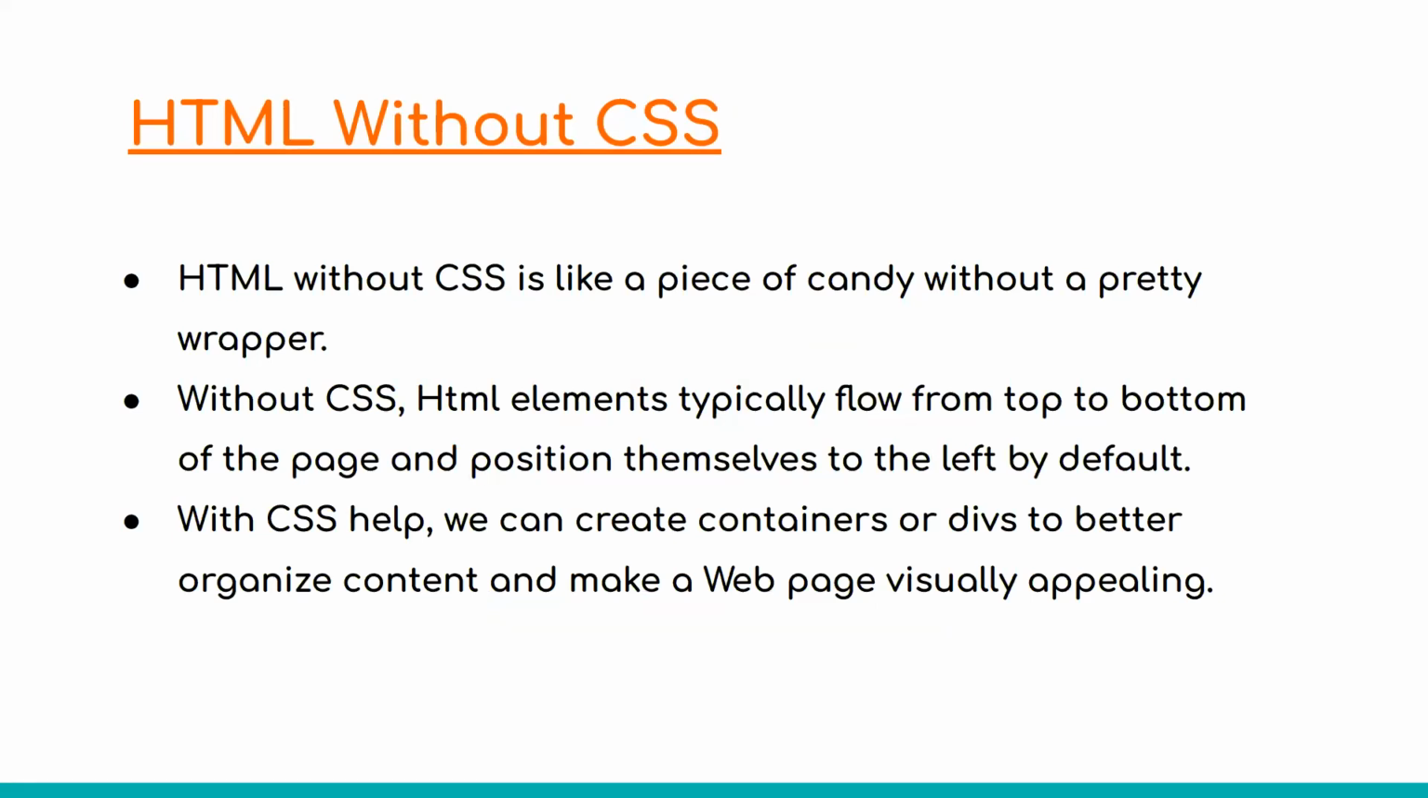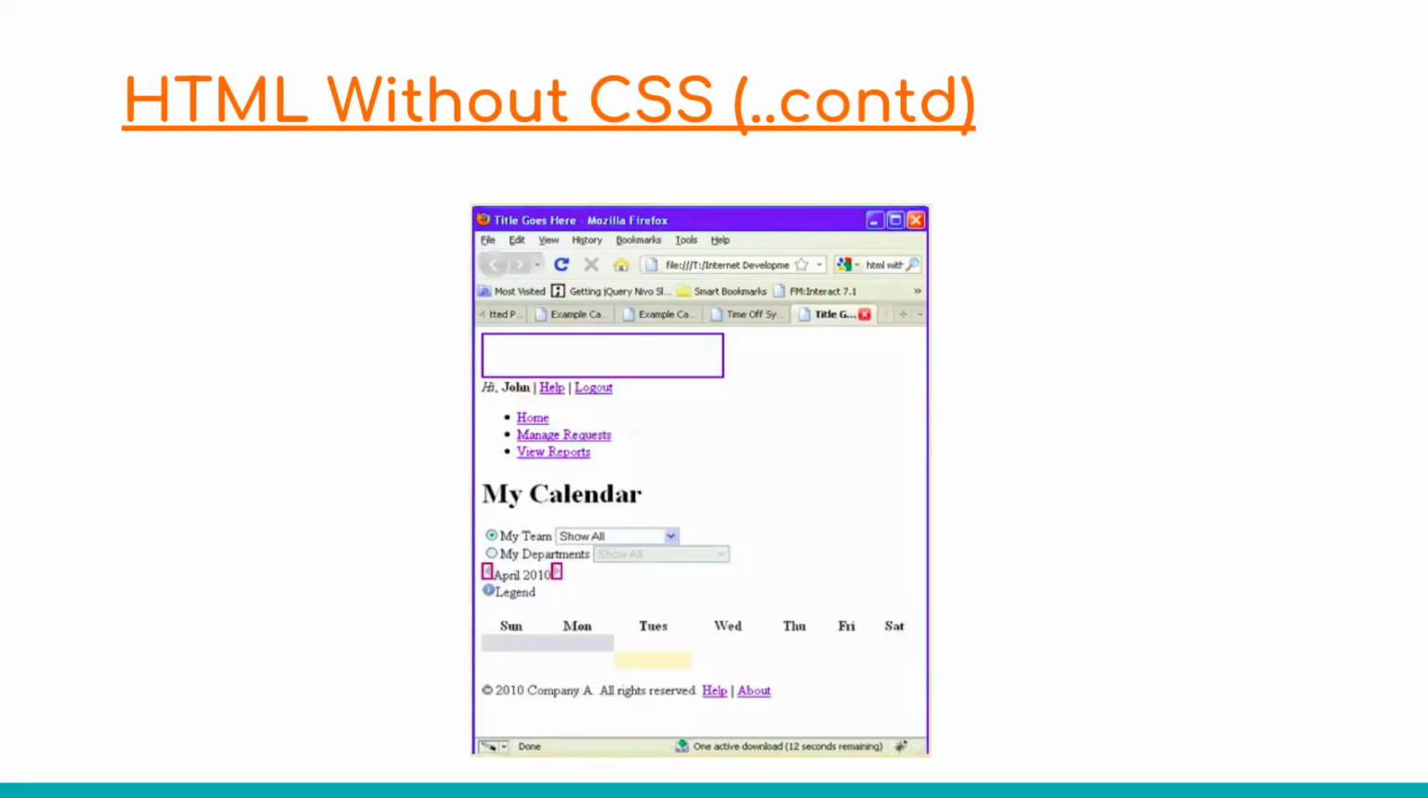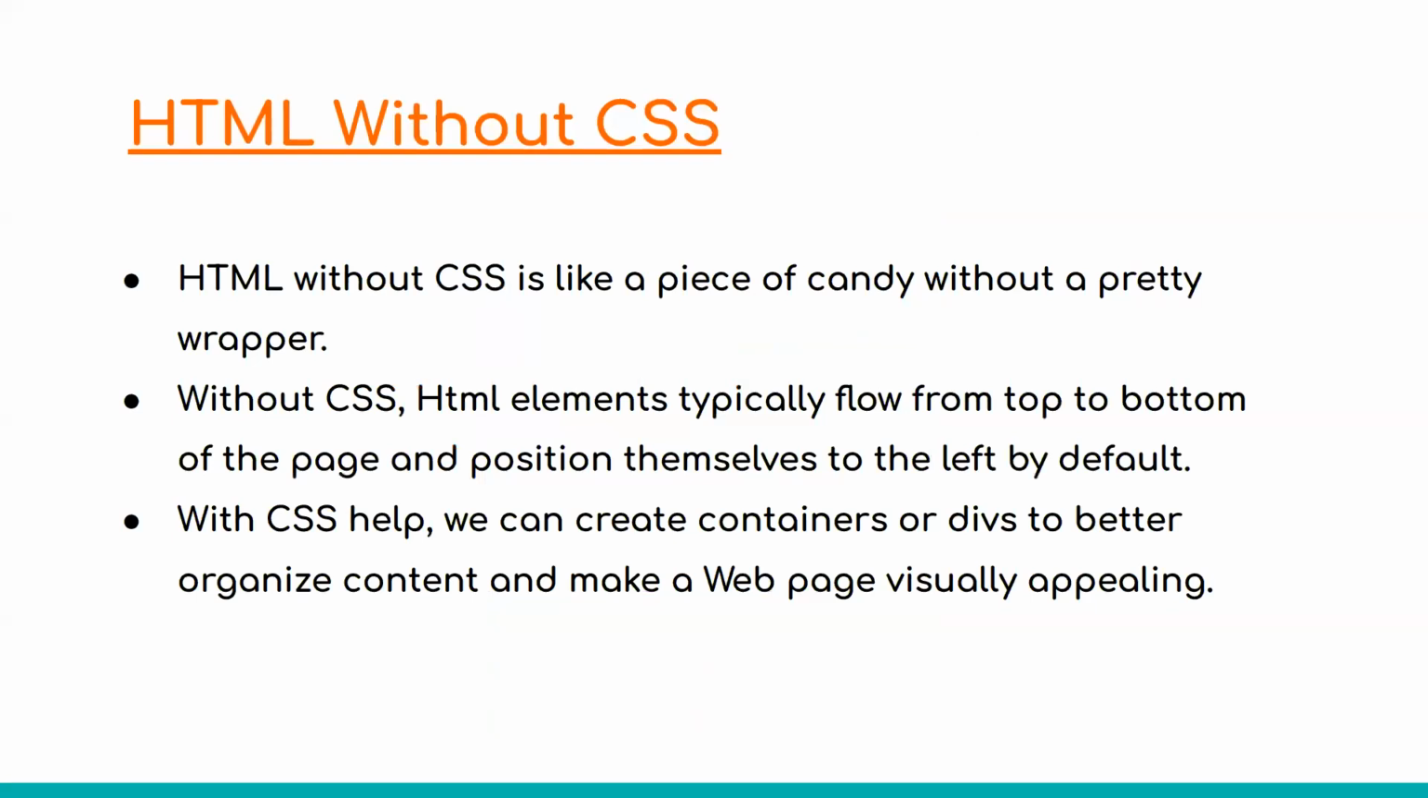So HTML elements typically flow from top to bottom of the page and position themselves left by default. Each of these elements is positioned left by default. So if we need to change the position or the size of the text, or give color to a particular element, or even change the text, with the help of CSS we can beautify that HTML page into a much better, user-friendly website.